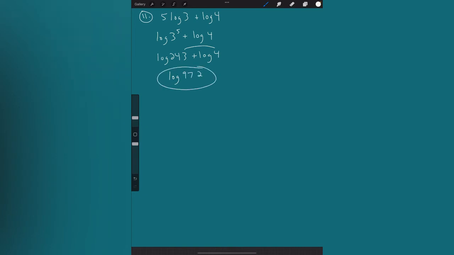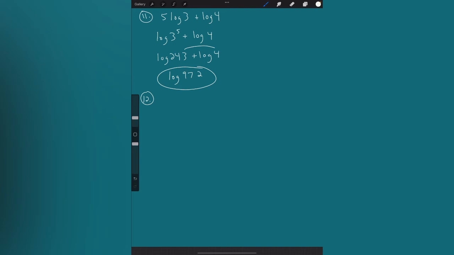I could type it in my calculator and get an answer if I really wanted to. If I say log of 972, I would get 2.9876 repeating. So I could find that out, but it just says to write it as a logarithm and keep it there. So that's what I'm going to do. All right, number 12.